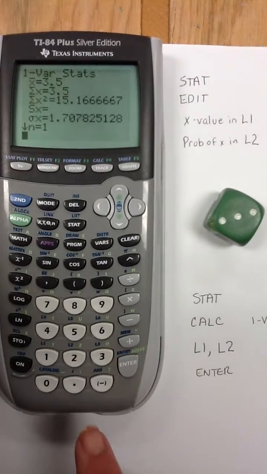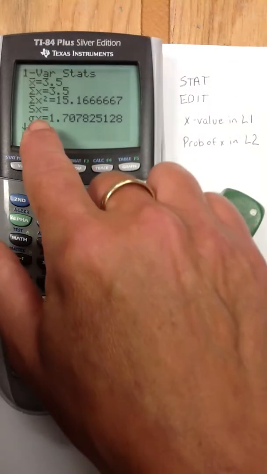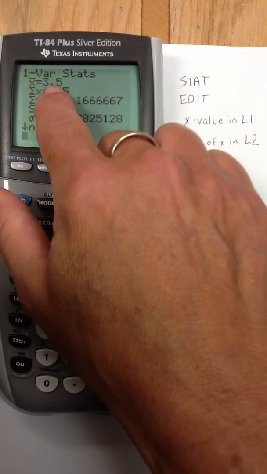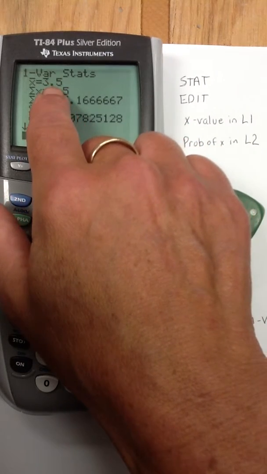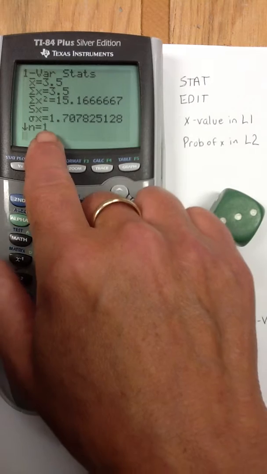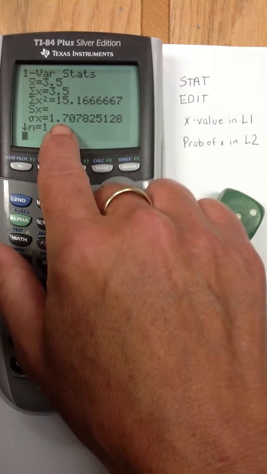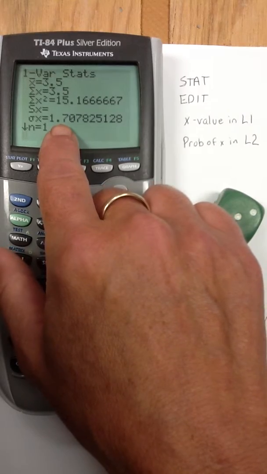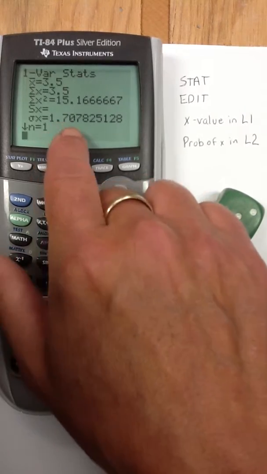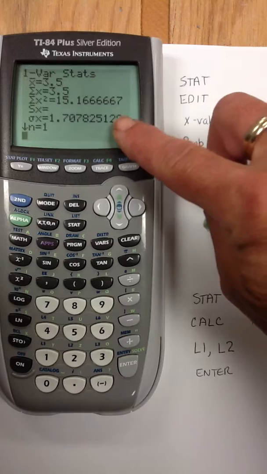And hit enter. And here we will have, well, the mean, which is the expected value of 3.5. And here is your population standard deviation. So if the question asks you for the variance, merely square that number.